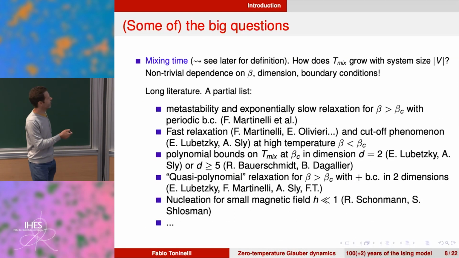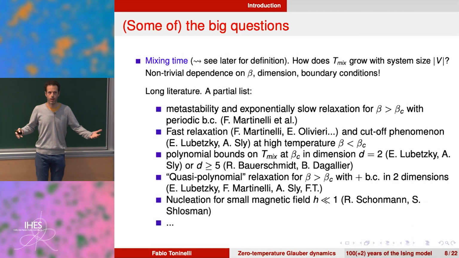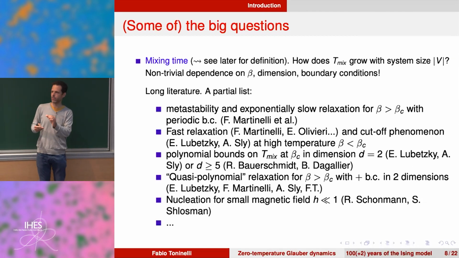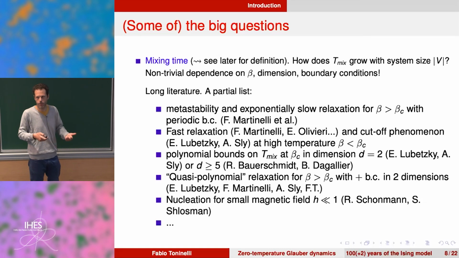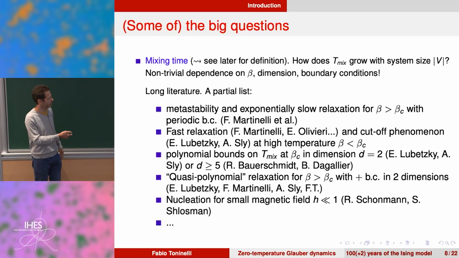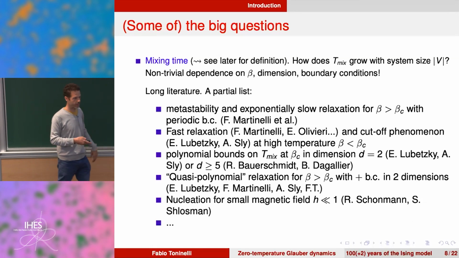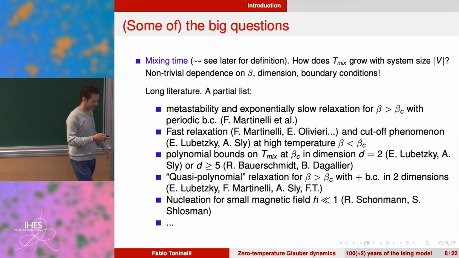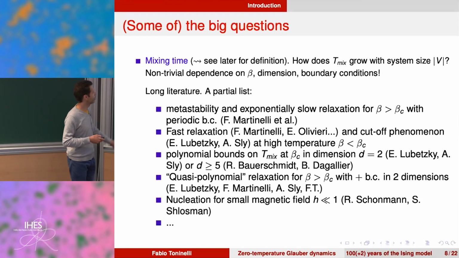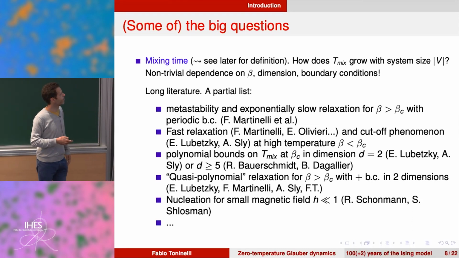Another thing that you can look at is nucleation. You have a small magnetic field, so you have a unique phase, a very small positive magnetic field, but you start from the minus phase, and then it will take time before the plus phase nucleates. You can study how long that takes in terms of this magnetic field, and this was studied, for instance, by Schonmann and Shlosman. There are many things that were done about mixing times and spectral gap. This is a partial list.